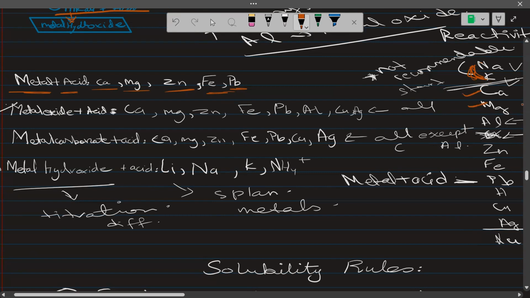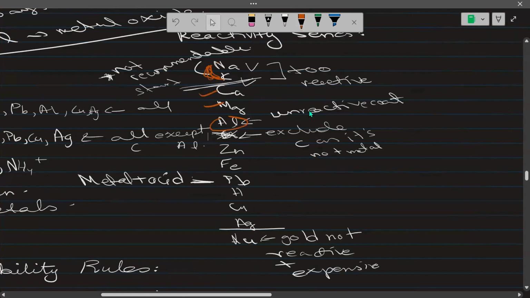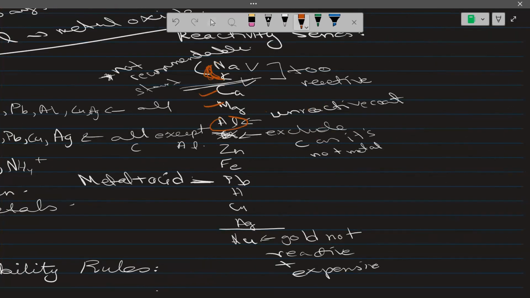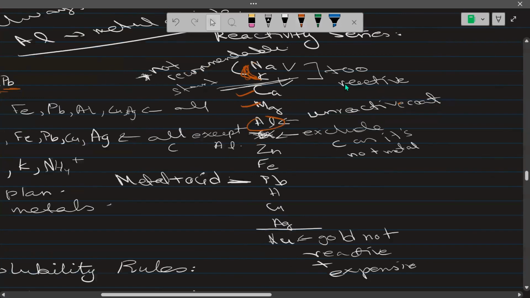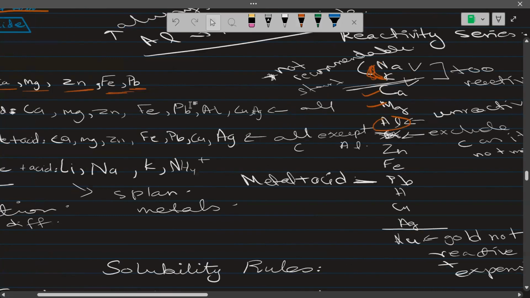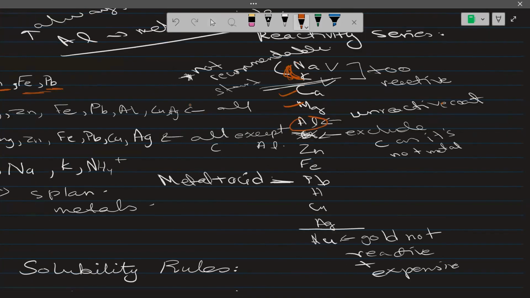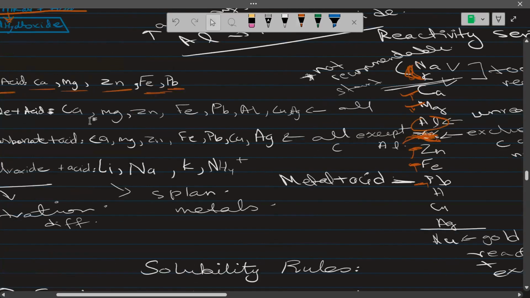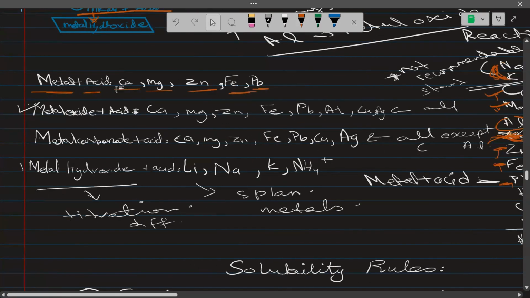While we do calcium, magnesium, but not aluminium, because when aluminium starts reacting, there is an unreactive coating on it, which prevents it from reacting. So due to this, we don't react it. And after this, there is carbon, which is not a metal, so hence we don't add it. Then we go to zinc, iron, and lead. So basically, one, two, three, four, and five. These five metals are used in the metal plus acid reaction, and other metals we cannot use.